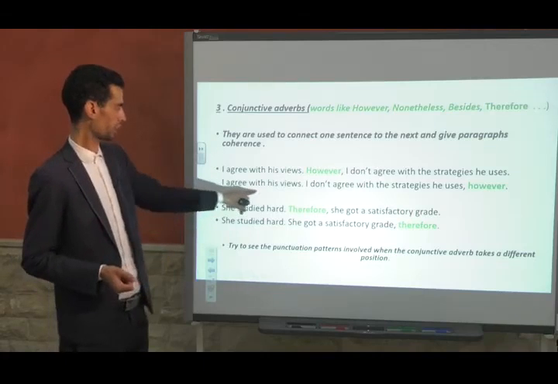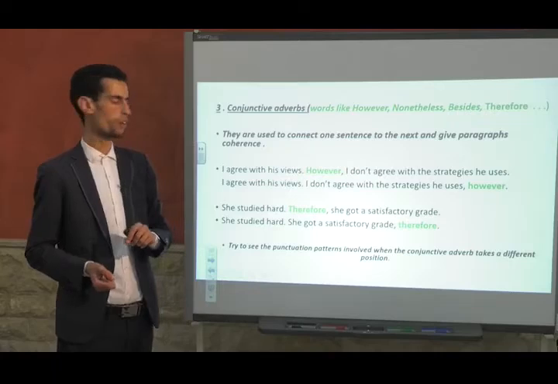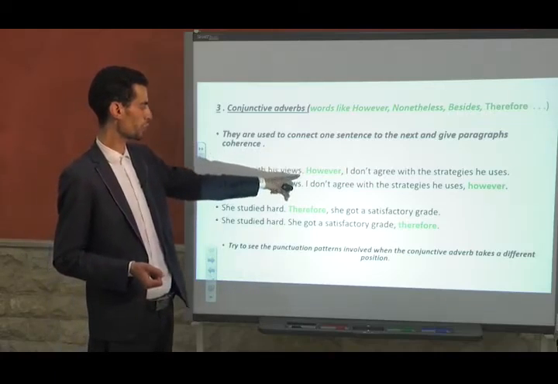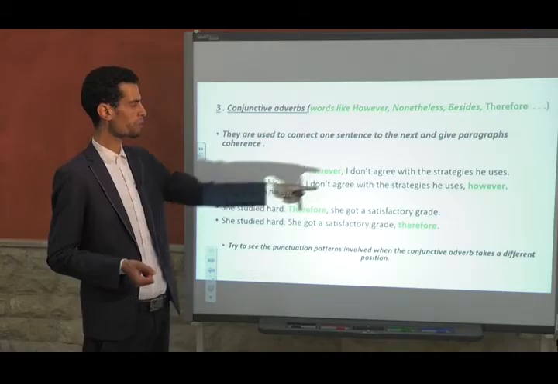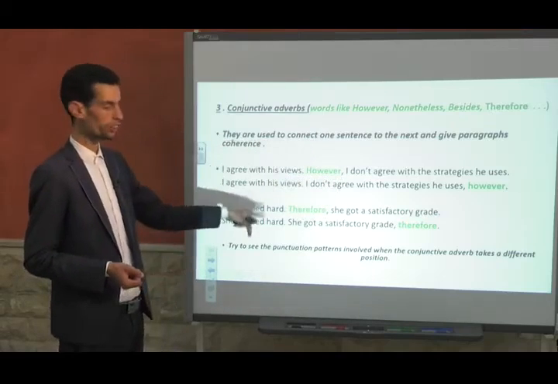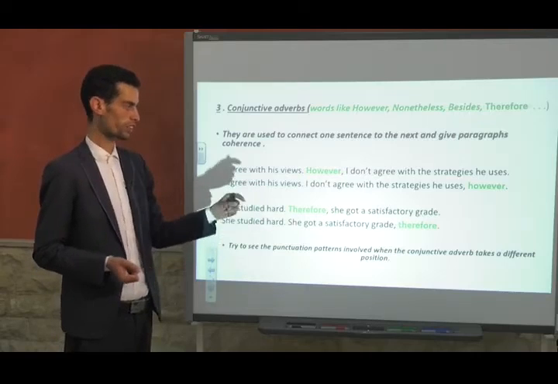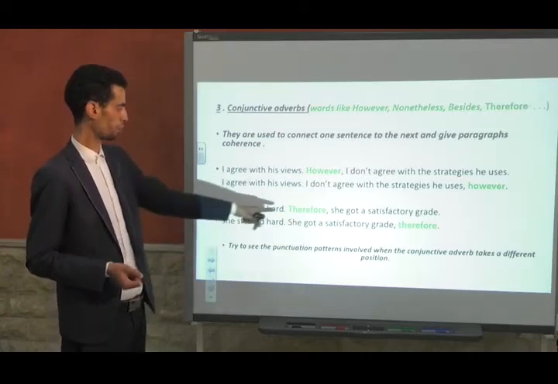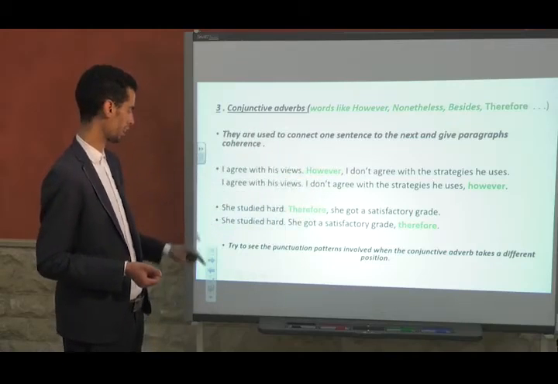I agree with his views. I don't agree with the strategies he uses. However, notice, so here we need a full stop when however comes between two clauses. Sometimes you can keep it at the end and you need a comma before it. The same thing for therefore. She studied hard, therefore she got a satisfactory grade. You can put therefore between the two clauses, or you can keep it till the end.